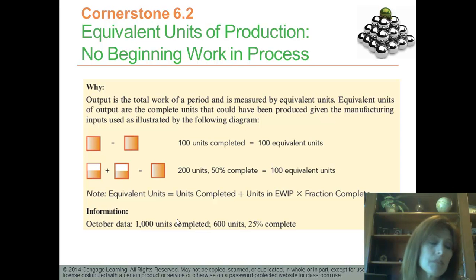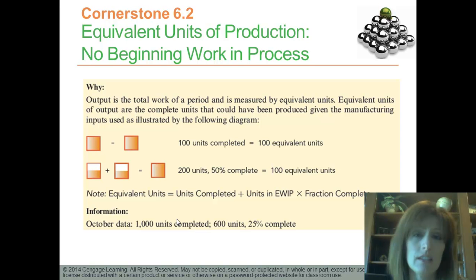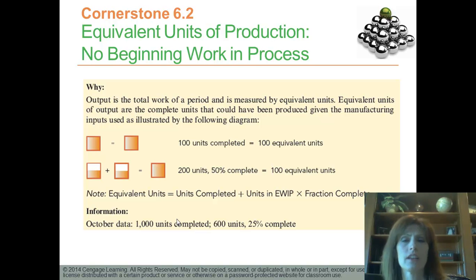So the concept of equivalent units is messy. The math is very easy. Okay, so don't get too bogged down in the concept when you're just doing the math. So here, 200 units, 50% complete, simply multiply 200 times 0.5, and you get your equivalent units of 100.